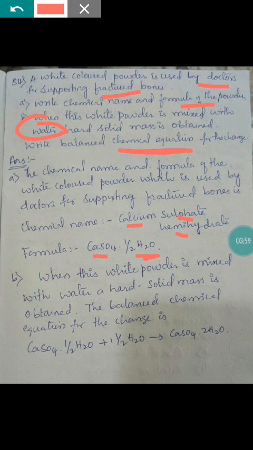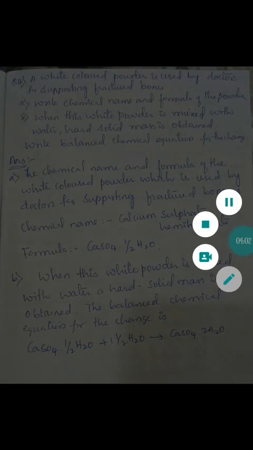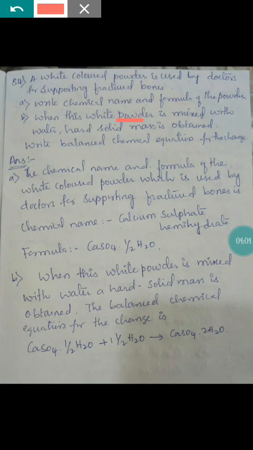This is the formula. And in the second bit they are asking that when this white powder is mixed with water, then a hard solid mass is obtained. This is the solid you are going to get. You need to write it in the form of a balanced equation. So this is the balanced equation you need to write in the answer.